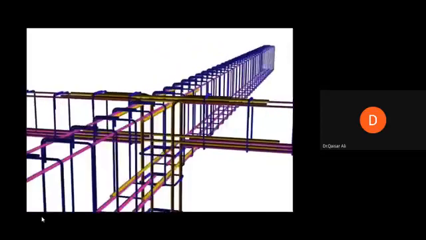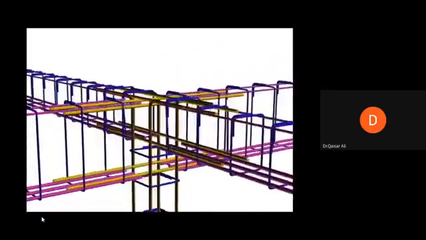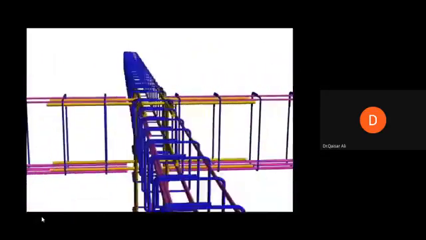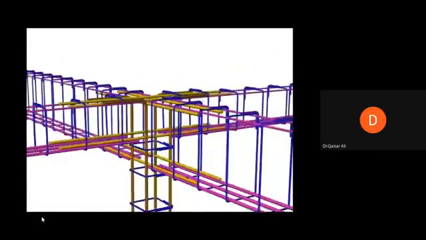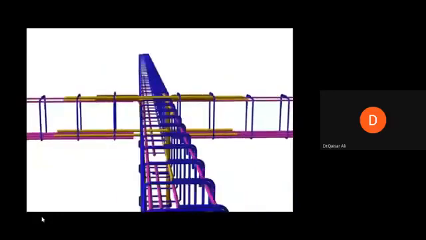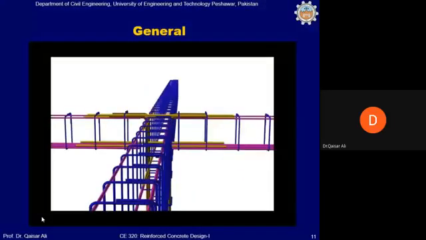When we say that we will design beams and columns, as I said earlier, we will be determining the size of these beams, width and depth, and also the reinforcement, longitudinal reinforcement and transverse reinforcement in the form of ties or stirrups.